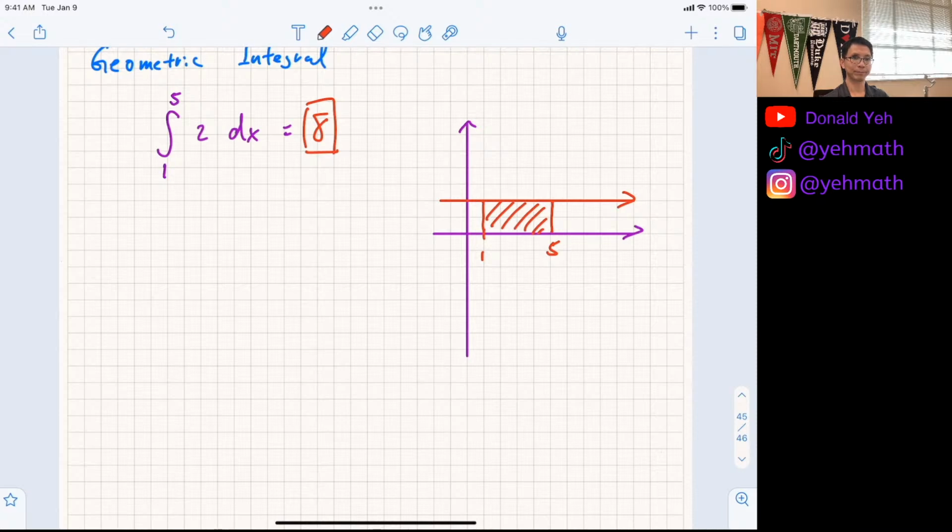Teach calculus. Why is it 8? Because there's 8 boxes.